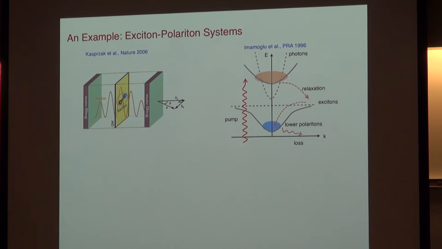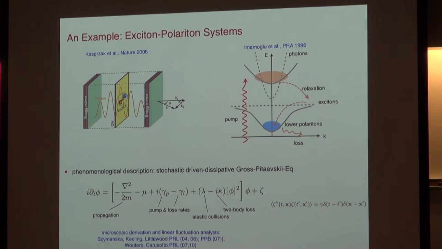They decay in pairs. And that is all captured by this so-called stochastic driven dissipative Gross-Pitaevskii equation. You look at the time evolution of the lower polariton amplitude, that's this Bose field here. And you see here the coherent propagation. You have elastic collisions. But on equal footing, you also have these imaginary parts: you have pumping, single-particle pumping, that's this feeding from above, the losses, and the two-body losses.